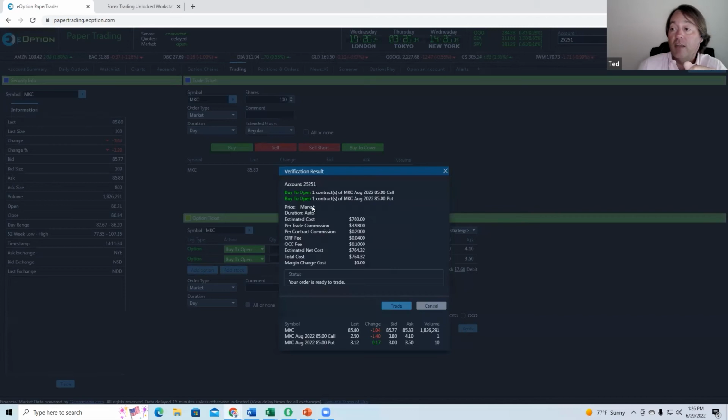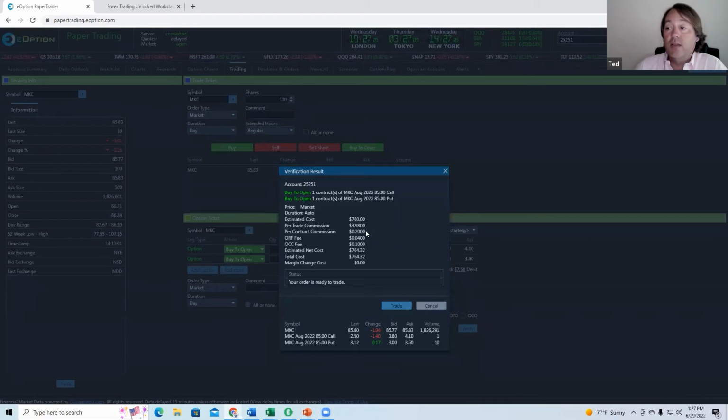You hit verify, and right here it tells you verifying result. And once again, you check your trade and you can make sure that's right before it's filled. It says buy to open. It says one contract of the McCormick stock, August expiration, 85 strike price call, 85 strike price put, estimated cost. It tells you $760. So everything is broken down here for you. So now you know that to put on this trade and take advantage of potential market volatility and movement, this would cost you, once again, $760.